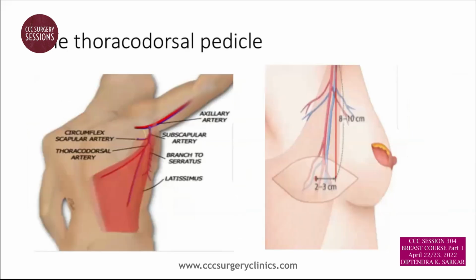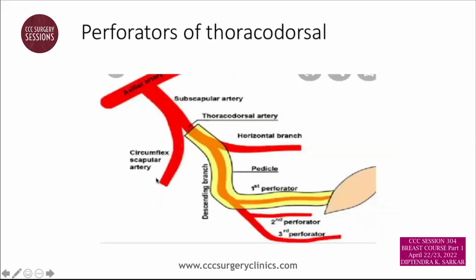Again, it's not so simple. The thoracodorsal artery is not a simple artery. It's a complex artery. It gives off the circumflex scapular branch, and then the main thoracodorsal pedicle comes. But look here, in the lower part, a descending branch comes, and this descending branch shoots off multiple branches on its anterior aspect. And this is the picture where you see it is shooting off multiple perforators on its anterior aspect.